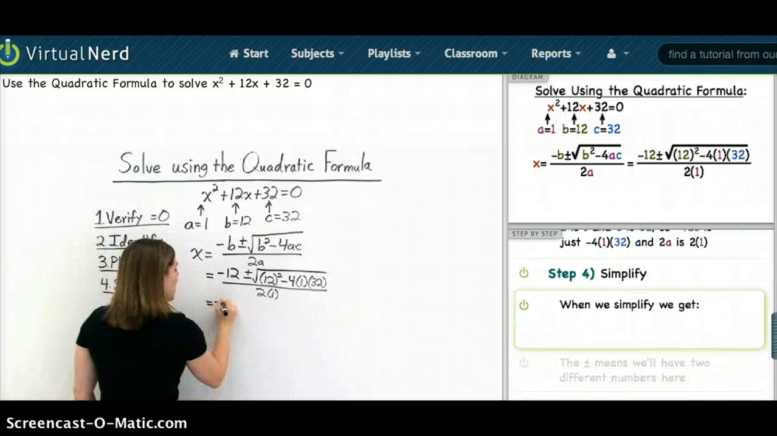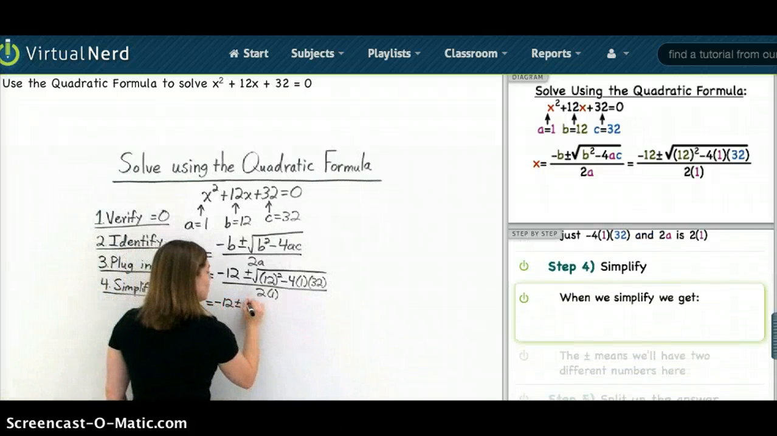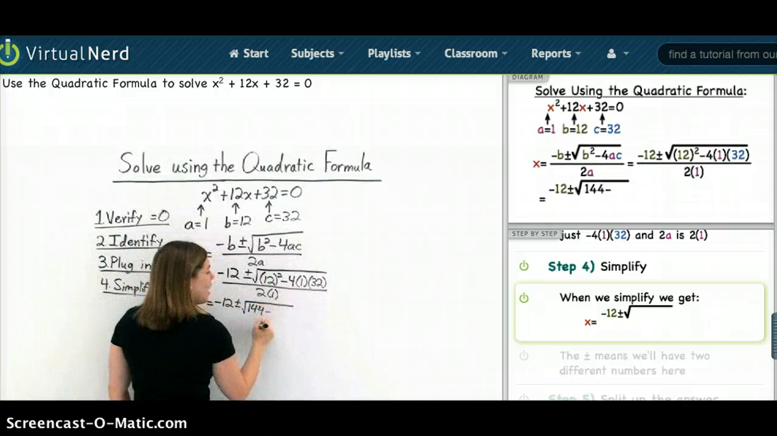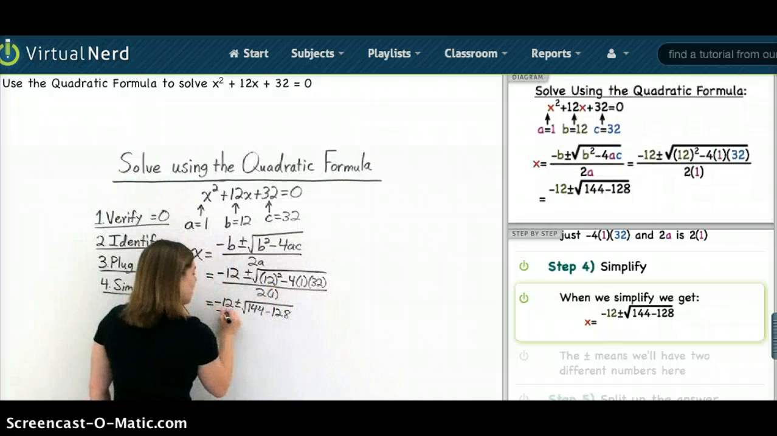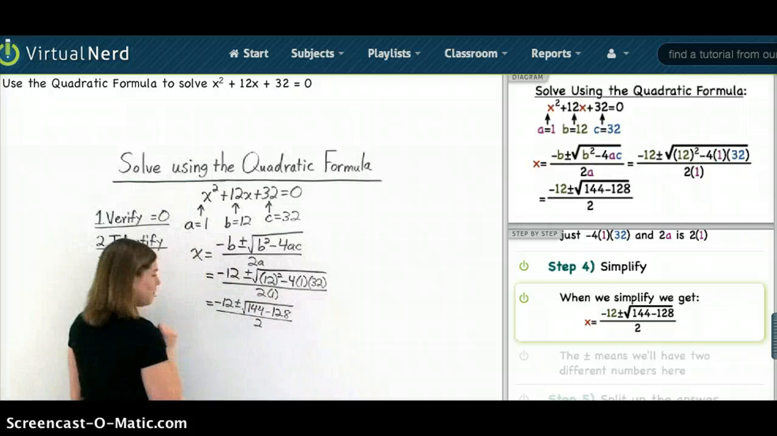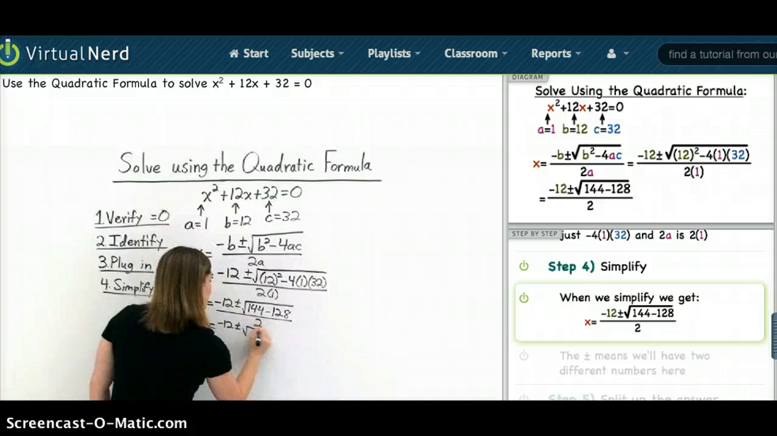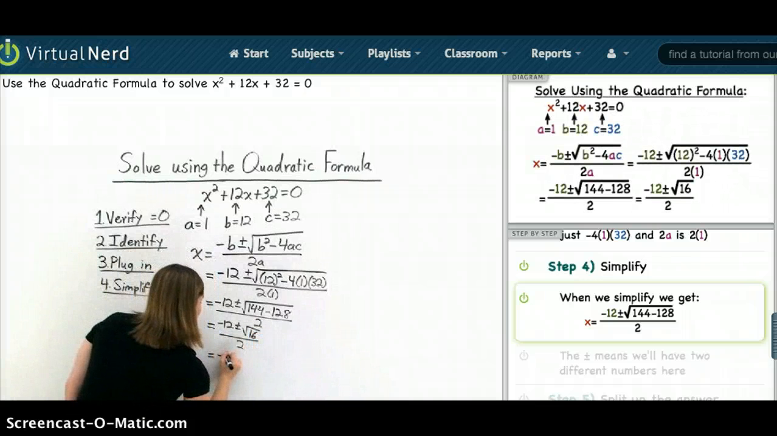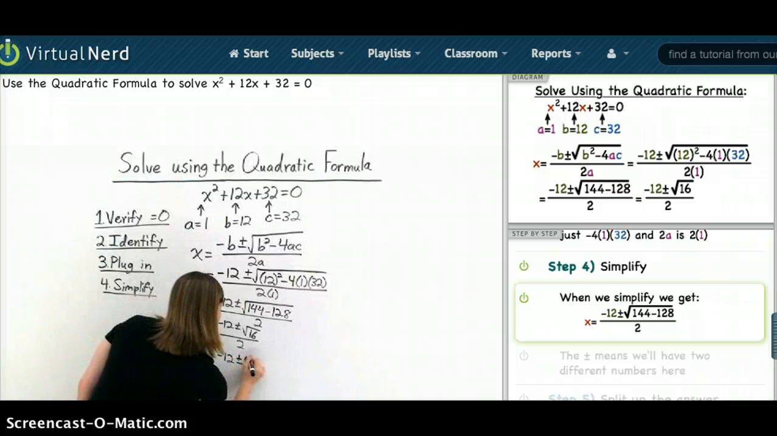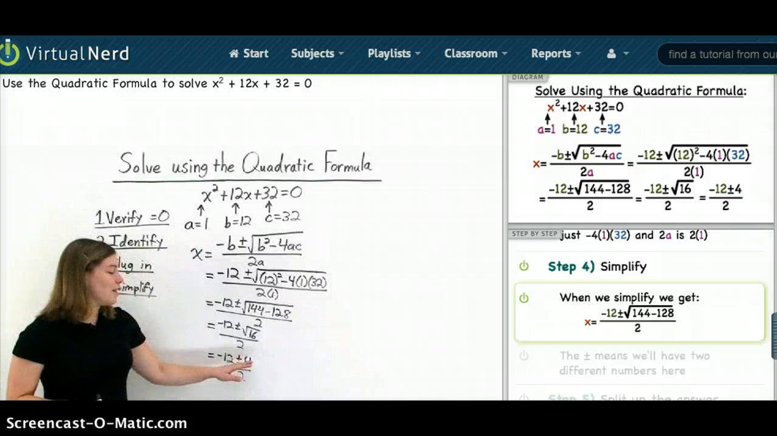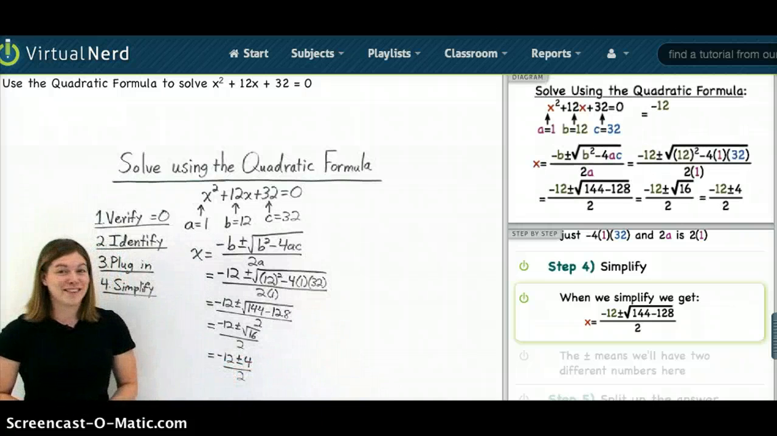Now that we've plugged in a, b, and c, we need to simplify this expression. So we have negative 12 plus or minus the square root. 12 squared is 144, and if we take 4 times 1 times 32, we get 128. Then that's all divided by 2. Well, 144 minus 128 is 16. And the square root of 16 is 4. So now we have negative 12 plus or minus 4 all divided by 2.